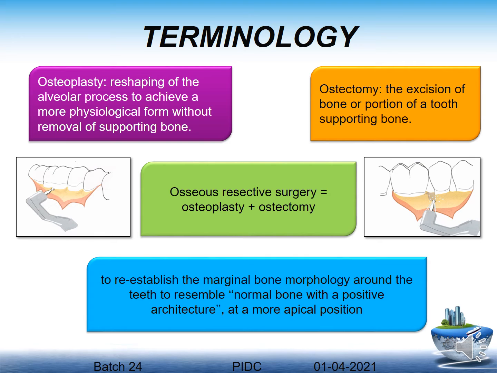Here you could see that we generally reshape with the help of burrs, and again here the bone is removed with the help of burrs. So osseous resective surgery is a combination of both these procedures to re-establish the marginal bone morphology around the teeth to resemble the normal bone with a positive architecture, but at a more apical position.